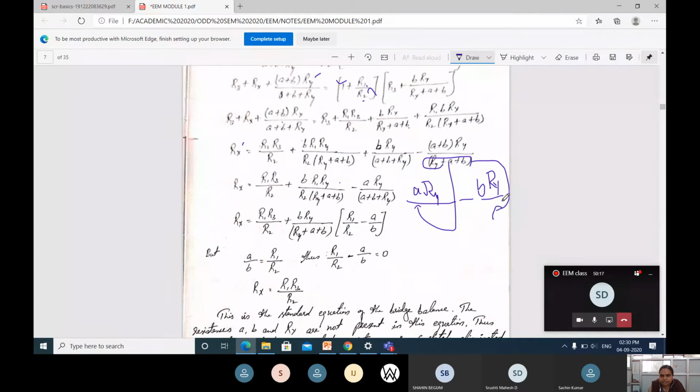as it is, okay. Then here is also a minus sign. Here is plus B Ry, the same part, so this whole part and this whole part get cancelled. What will I be left with? Minus A Ry divided by A plus B plus Ry.